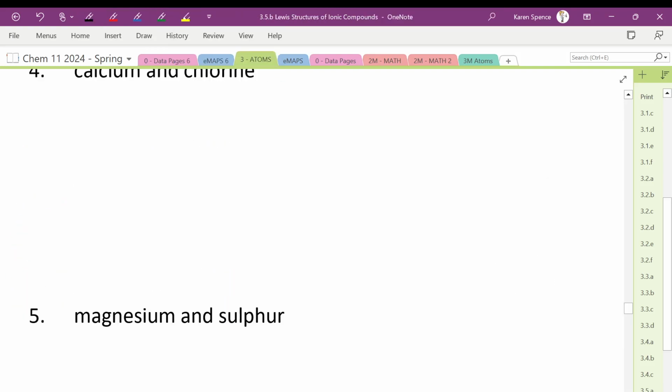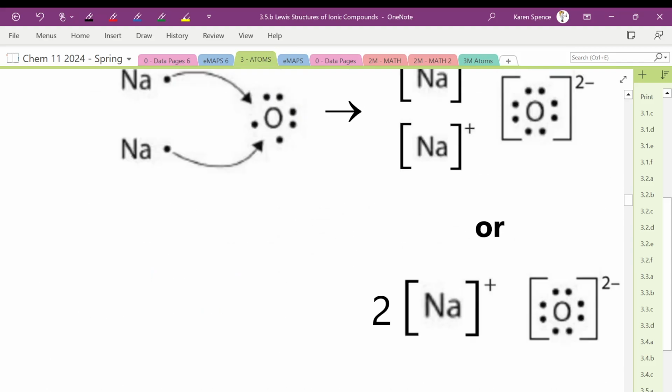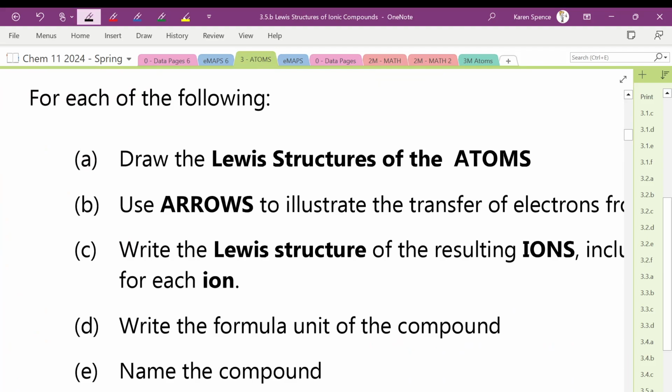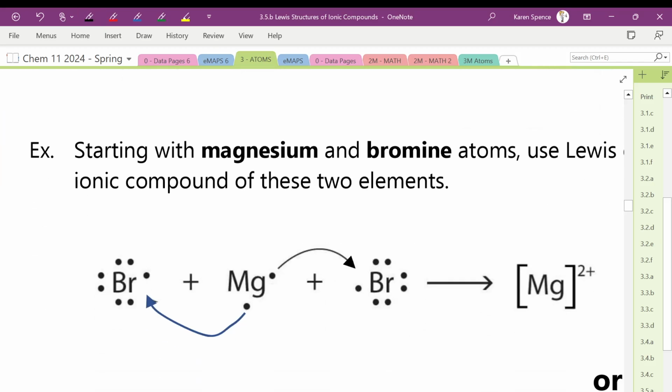And the way we're going to do it is we're going to use the little... where is it? Draw the Lewis structures of the atoms. So we're going to do atoms first. Then we're going to use arrows. And then we're going to show the electrons moving. And then we're going to draw the ions. And that's really the most important part. And then you can write the formula and the name. So atoms, arrows, ions. Got it? Atoms, arrows, ions. So let's go and do atoms, arrows, ions.